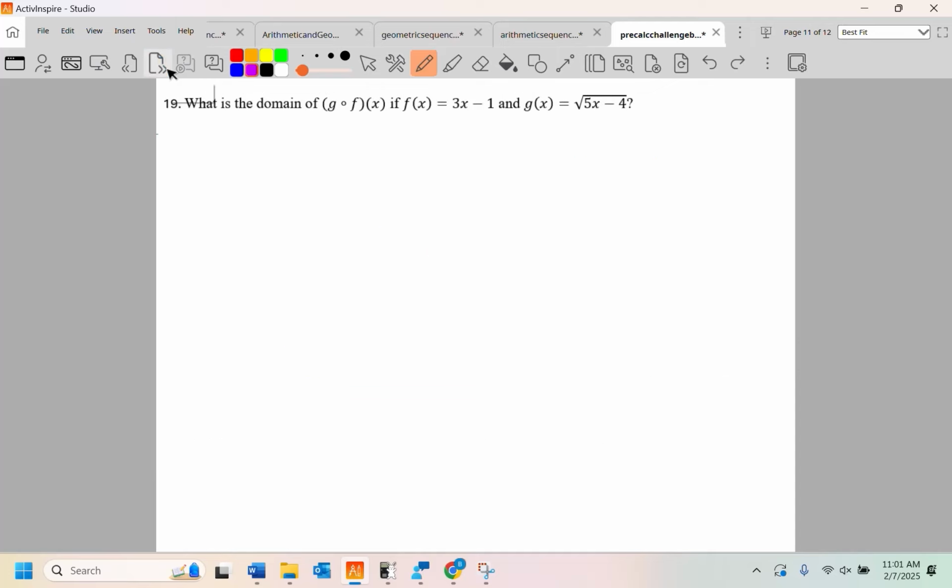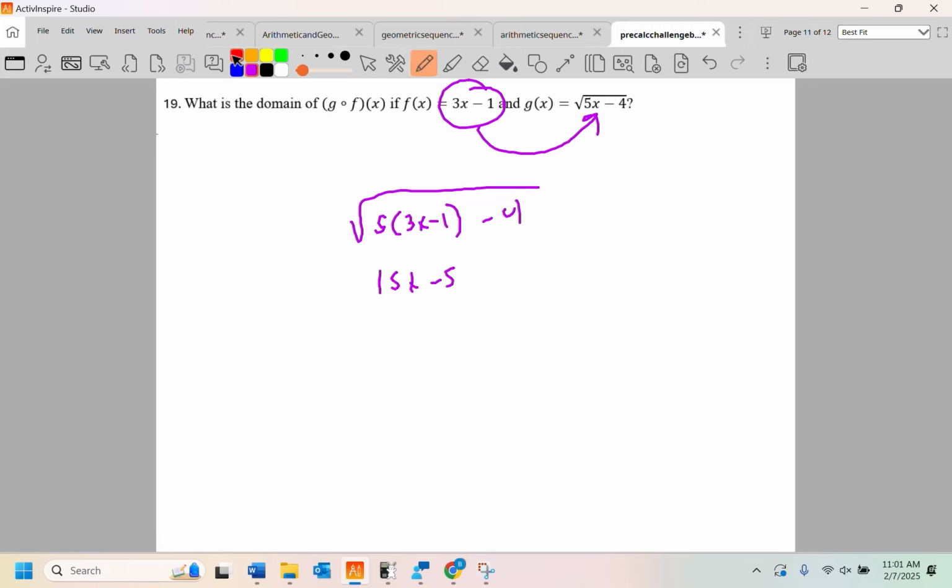What is the domain of g of f of x? And this is g of f of x. Notice how it's working? G of f. So f is entering g. You're going to have the square root of 5 times, where x was encountered, 3x minus 1, and then minus 4. Use your distributive property, 15x minus 5, and then minus 4. And you get the square root of 15x minus 9.